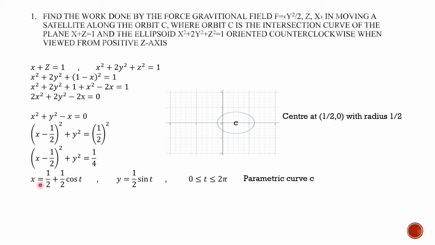Then we transform it into a parametric curve. So x equals 1/2 plus 1/2 cos t, and y equals 1/2 sin t, with the limits from 0 to 2 pi. So the formula of work done is W equals the integral of F dot dr, which equals the integral of F(r(t)) dot r prime(t) dt.